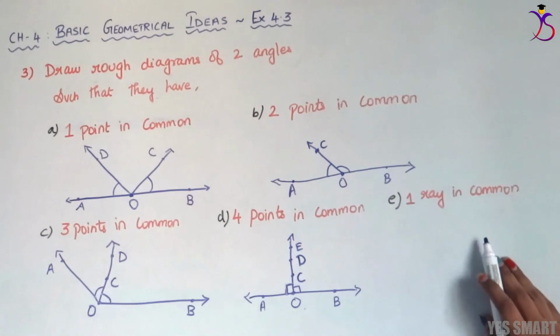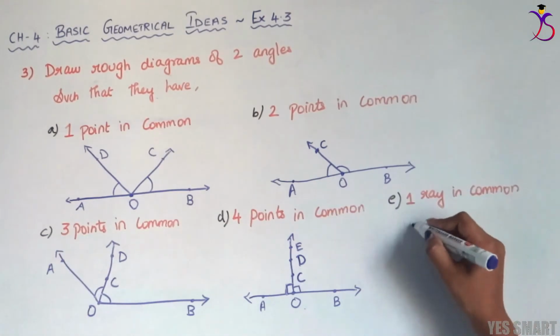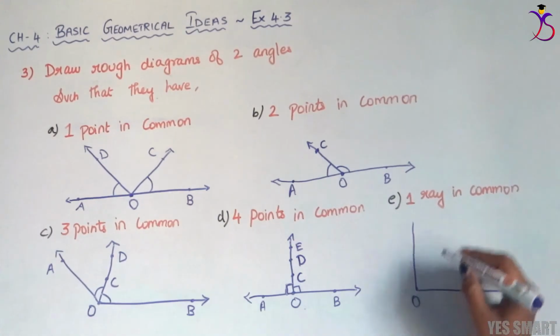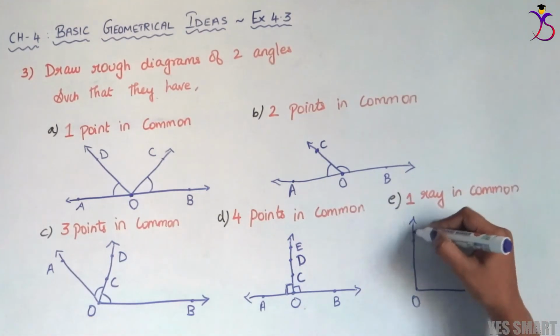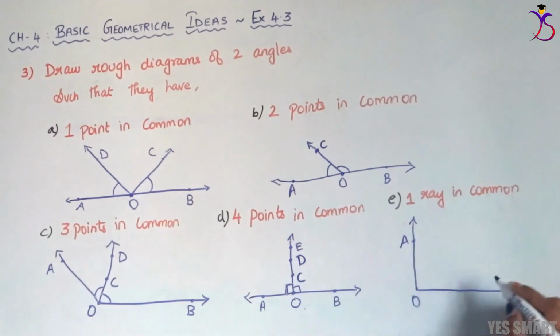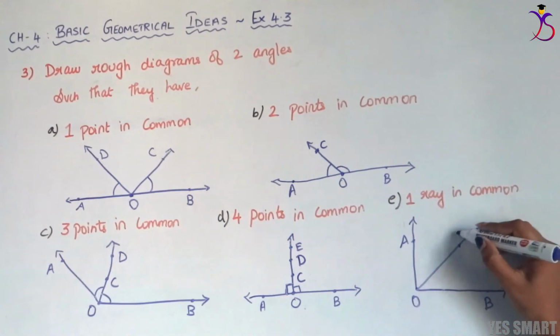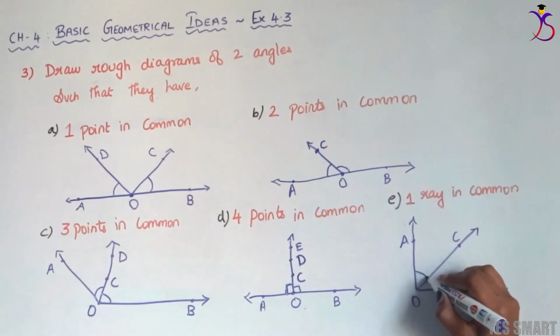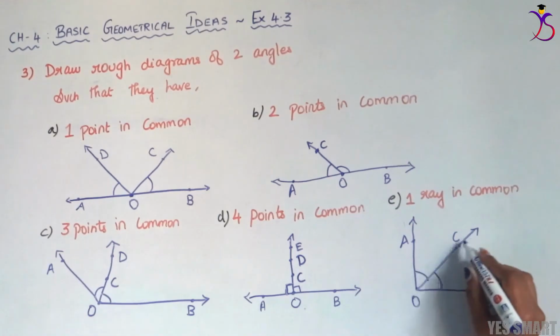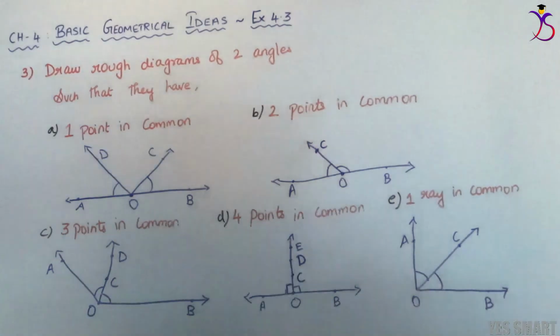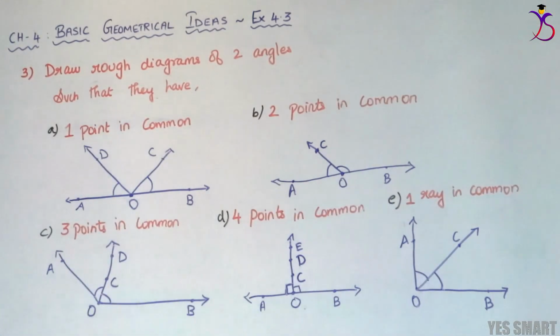Now the last one, one ray in common. It is the same as the second one. So let's draw the rays. Let this be the point O and we can have point A here. OA is a ray. Similarly, OB is also a ray. Now let's draw OC, one more ray. Now for the angles AOC and COB, we have OC, a ray which is common for both the angles. With this, we are completing this exercise.